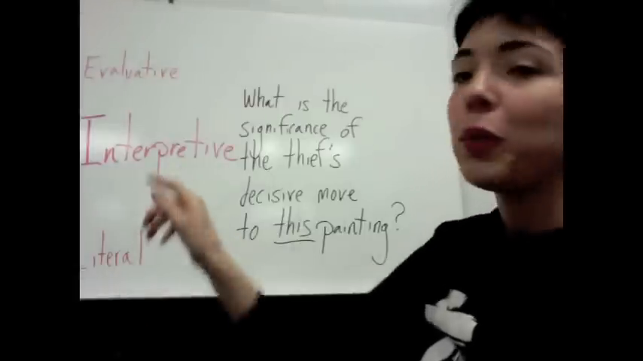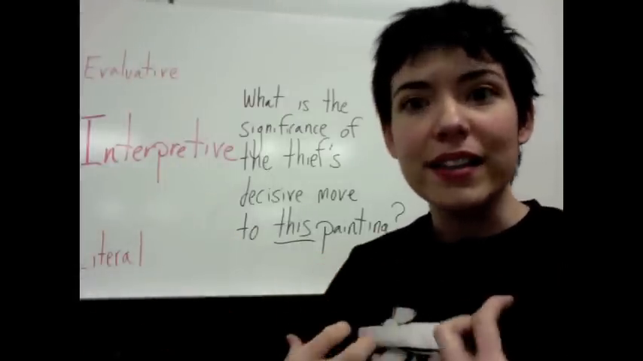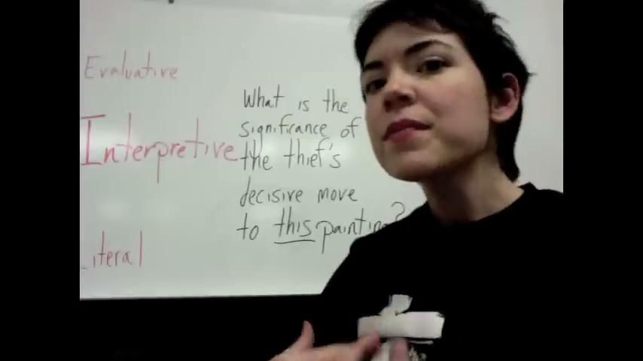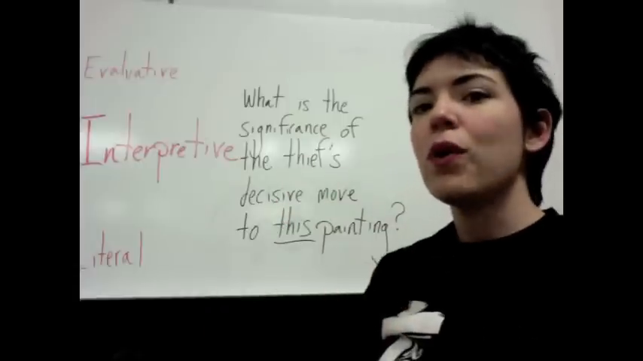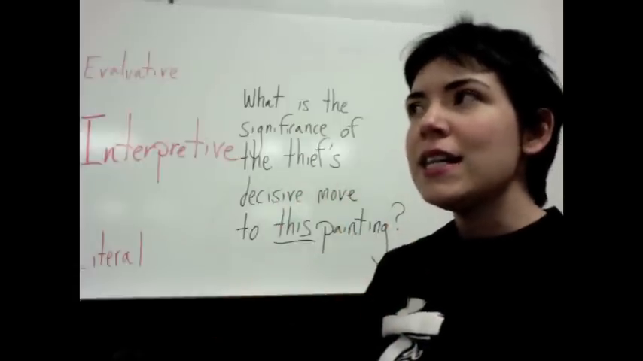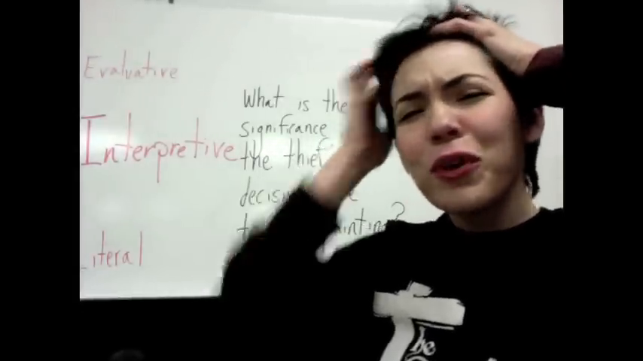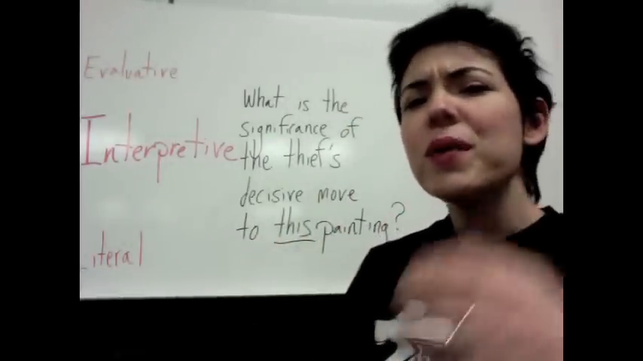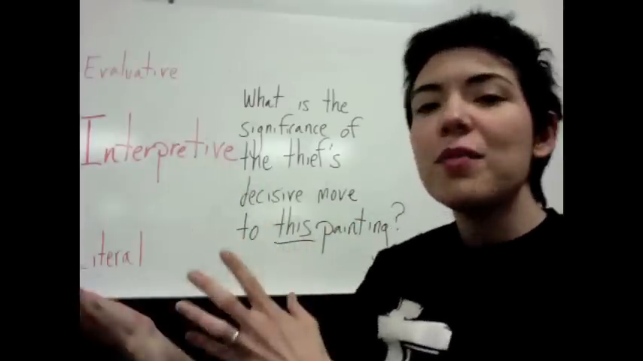Up from the literal level is the interpretive level. Now this is where you start doing some deep thinking, some analysis that happens. All right? We are moving beyond the evidence, the literal details, and going into associations and analysis, ideas that come from your own brain.